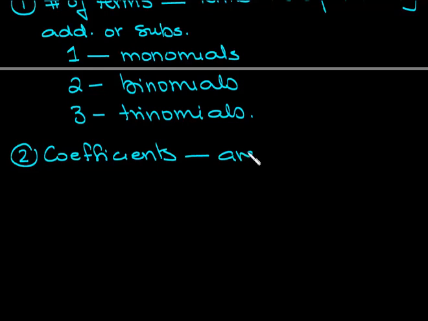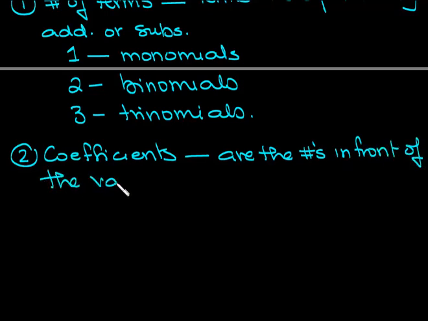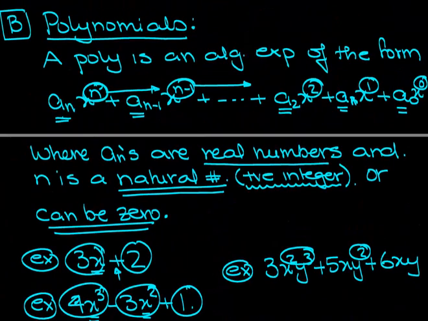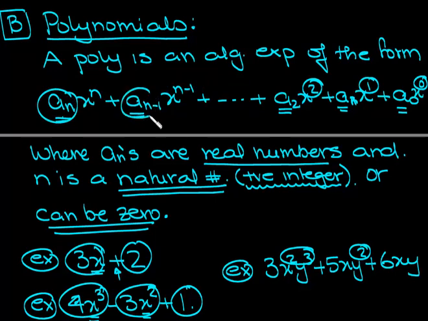Coefficients are the numbers in front of the variables. So for example, in this generic definition of a polynomial, these would be the coefficients. All the a terms would be called the coefficients, because those are the numbers in front of the variables.